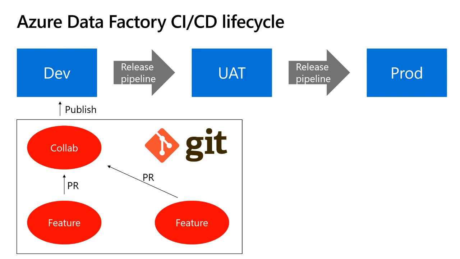Each different environment that you have is going to be a separate factory. So you're going to have a dev factory, you're going to have a prod factory, and you're going to have a bunch of different test factories in between, given your organization's settings. Now, only the dev factory is what you want to have integrated with Git.